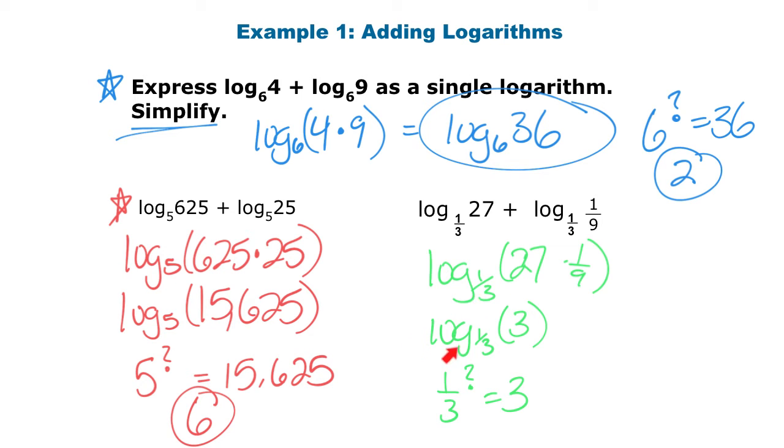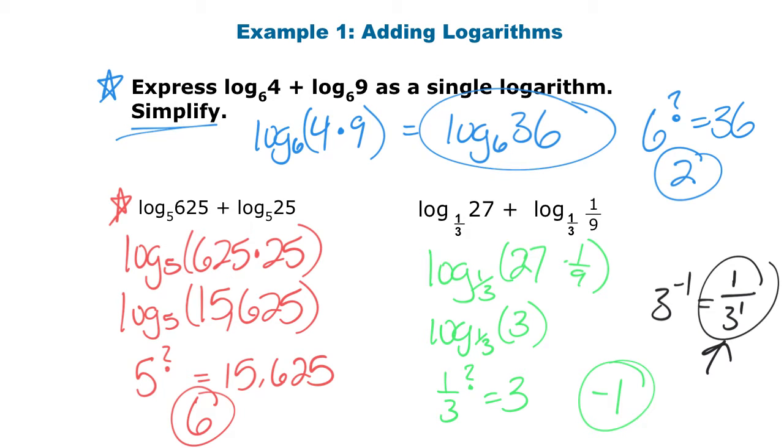As a single logarithm, this one would be log base 1/3 of 3. And so I'm thinking 1/3 to what power is 3. And my correct answer there is going to be -1. And as a quick reminder, that negative exponent kicks it to the denominator. So if I start with 3 to the -1 power, that's going to be 1 over 3 to the first power. It kicks it to the denominator and the exponent becomes negative. And this would be the same thing as 1/3.